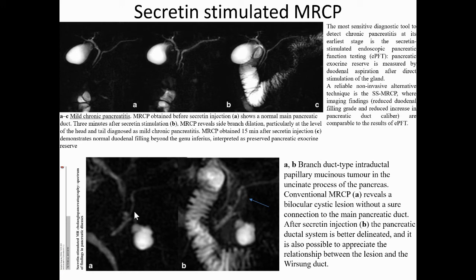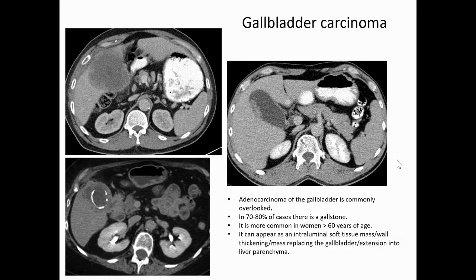So we give the patient secretin, we wait a couple minutes, and this blue arrow is showing to you that there's a faint white tract between the main pancreatic duct and this cystic area. And so this is suggestive of an intraductal papillary mucinous tumor.